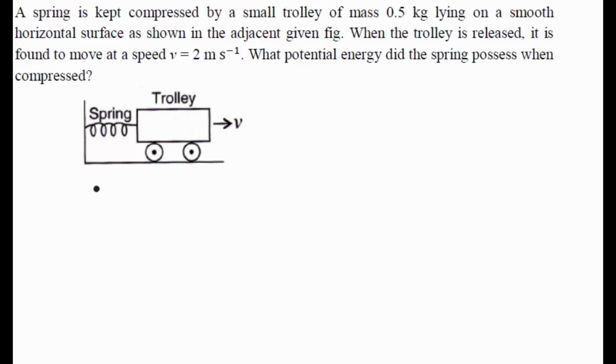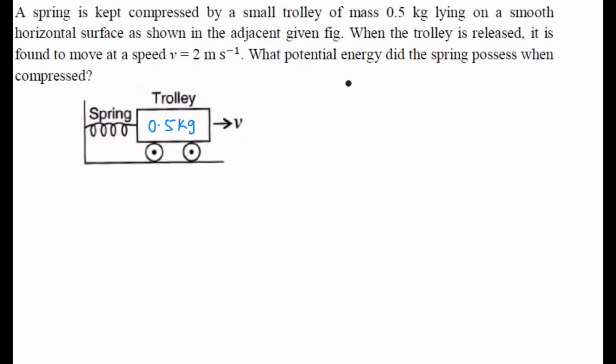Hello everyone, let's try to solve this question from the chapter Force, Work and Energy based on the concept of conservation of energy. Now let's go through the question and try to understand what is given in the question. A spring is kept compressed by a small trolley of mass 0.5 kg. So the mass of the trolley is 0.5 kg.